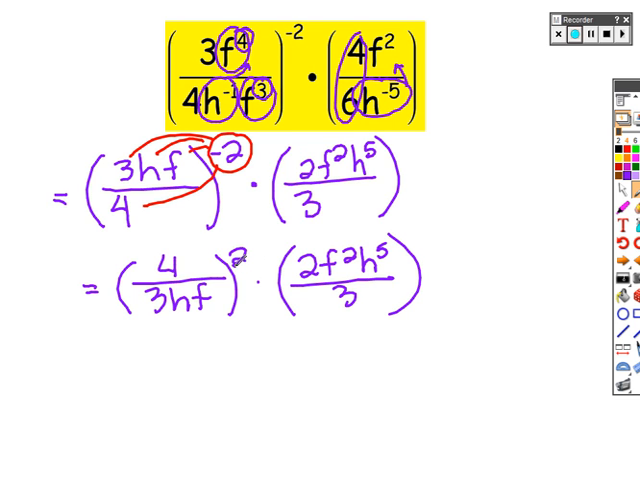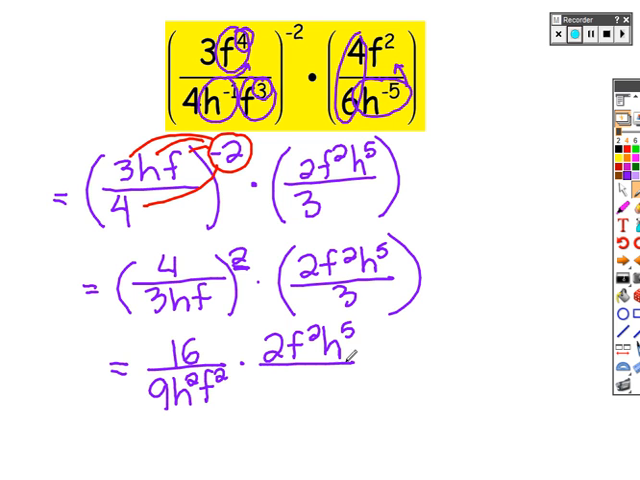Now I'm going to utilize this. If I'm squaring, 4 squared is 16, 3 squared is 9, h times h, and f times f. That exponent needs to go to everything. Here, the fraction stays the same. Now, if I'm just multiplying fractions, go across the top, across the bottom. So I have 32 f squared h to the 5th. 3 times 9 is 27, h squared, f squared.